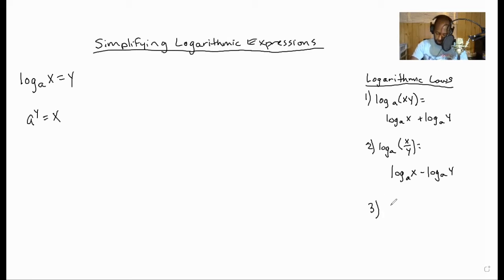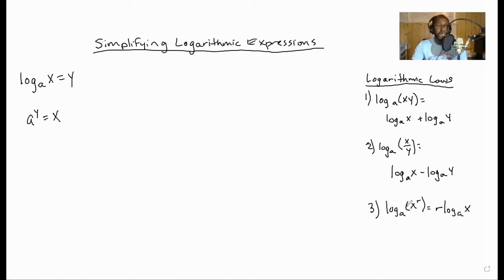Number three, if you have this situation, log base a of some number x to the r power, that's the same as r times log base a of x. So in other words, if inside of that logarithm, if that's raised to a power, you can actually pull that power out and multiply it times the log. So that's the same thing, in other words.